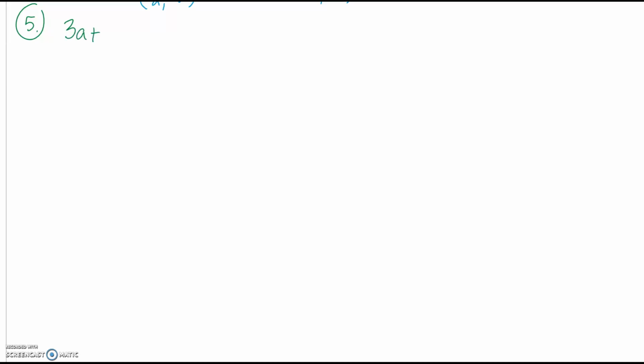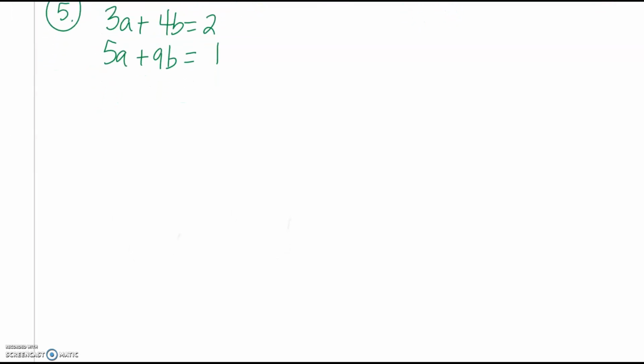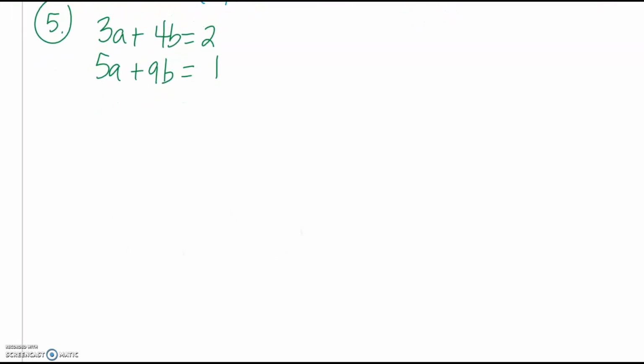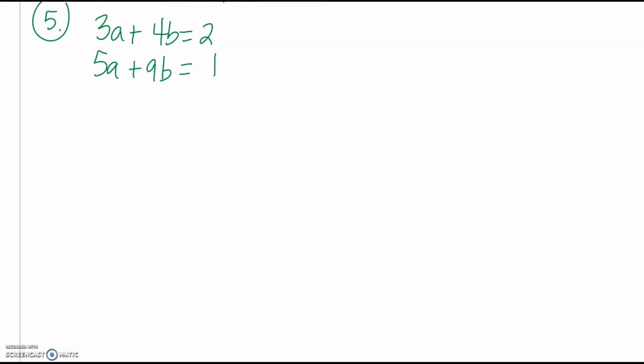3a plus 4b equals 2. 5a plus 9b equals 1. Okay, I'm looking at my a's. They are not the same coefficient in front. They are the same sign. I'm looking at my b's, not the same coefficient. They are the same sign. So you have choices. You can either try to eliminate your a or your b. I'm going to choose my a's.